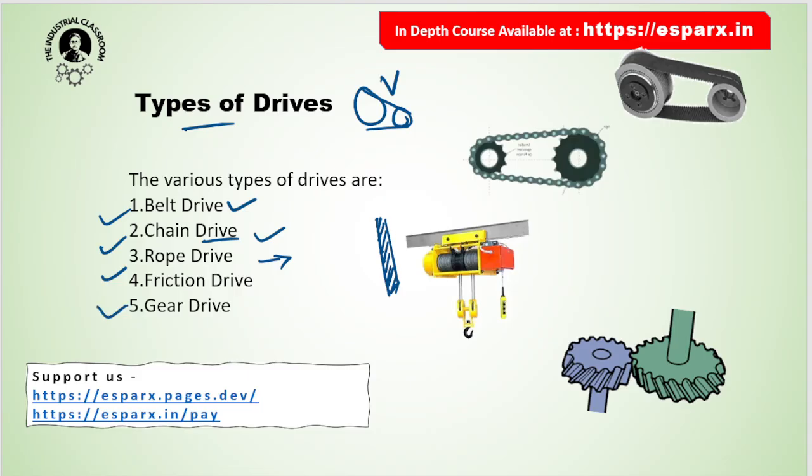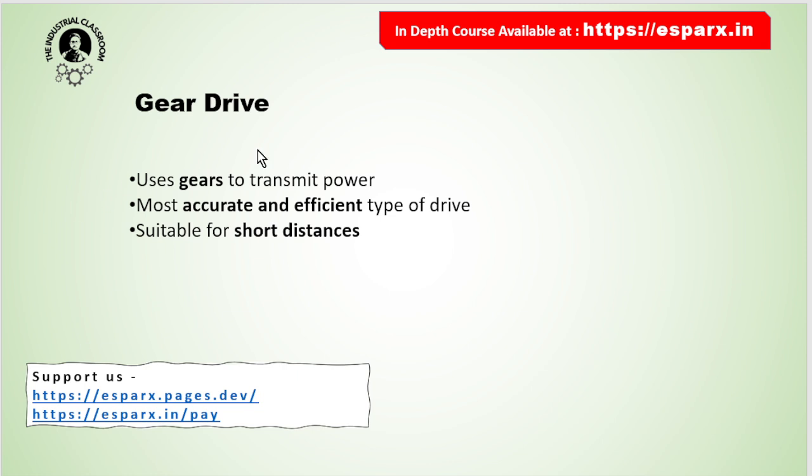Next, gear drives. This is a very common example of the gear drives. So finally, we come to the gear drive. We have learned what a drive is, what the function of a drive is, and what the most common types of drives are. Now, the first thing is gear drives. Before moving on to the gear drives, why do we need this gear drive?